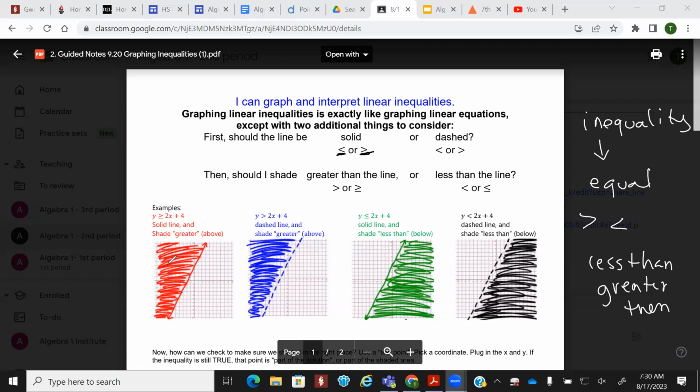Okay. So here's an example. We got y is greater than 2x plus 4. Okay, so we're shading greater than. If I have a dashed line, so notice how there is no line underneath this little inequality, then I'm going to have a dashed line and I'm going to shade greater than or above that line. Okay, if I have this symbol right here, I'm going to shade less than or below the line. You know the difference between above and then below. Okay, cool. So then let's look down here.